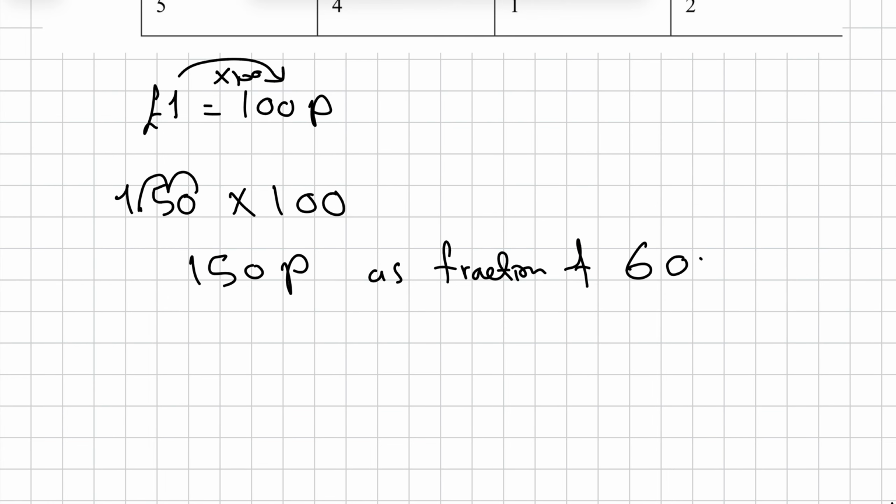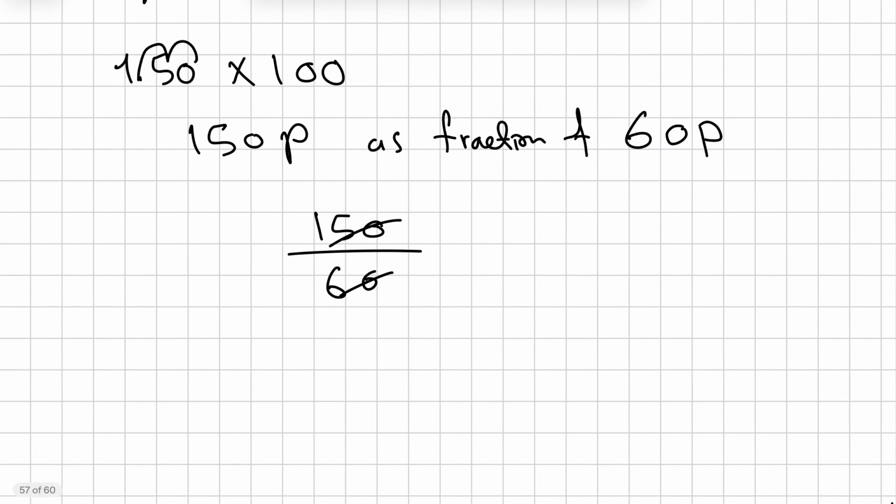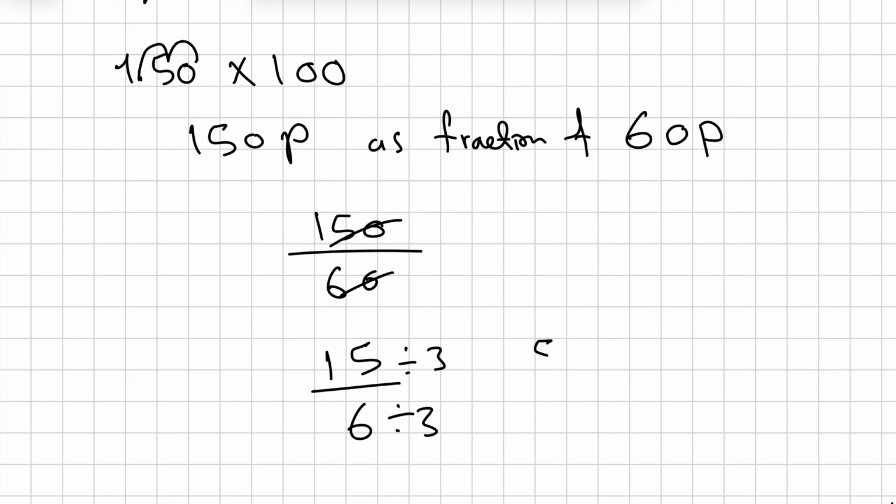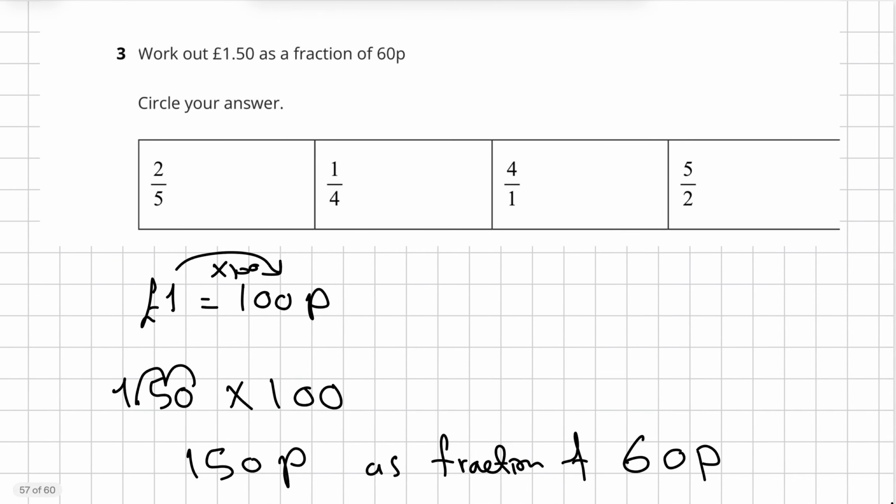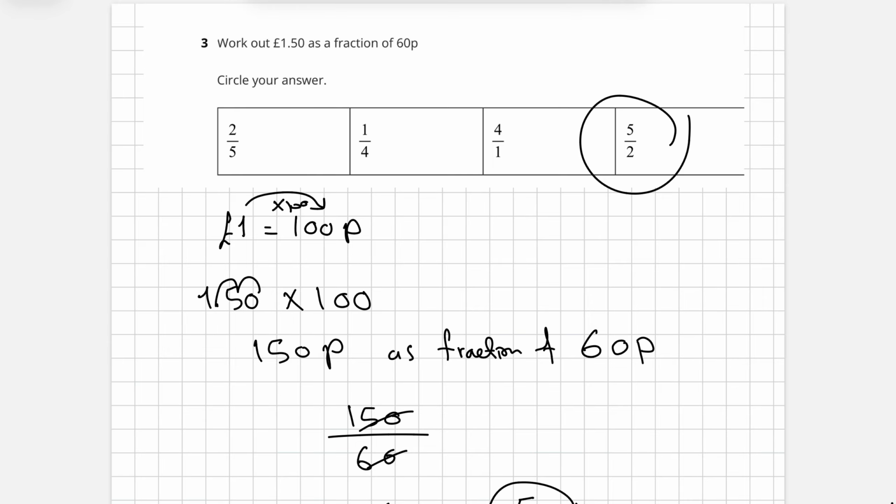60 pence. So it's going to be 150 over 60. When you do the calculations, cross off the zeros. It's going to be 15 over 6. What is a common factor here? 3. Divide this by 3, and here by 3. This becomes 5, and this becomes 2. So the answer should be 5 over 2. We need to circle the answer. Here you go, 5 over 2. Simple, amazing, fantastic.